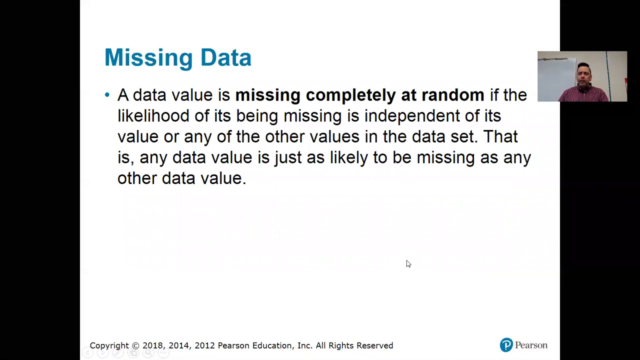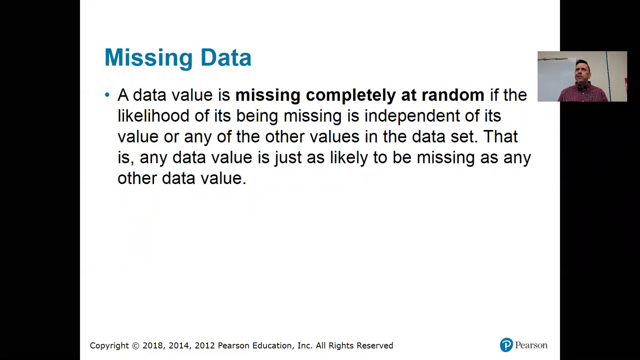Missing data. What do you do about missing data? Well, number one, it depends on why the data is missing. A data value is missing completely at random if the likelihood of its being missed is independent of its value or any of the other values in the data set.